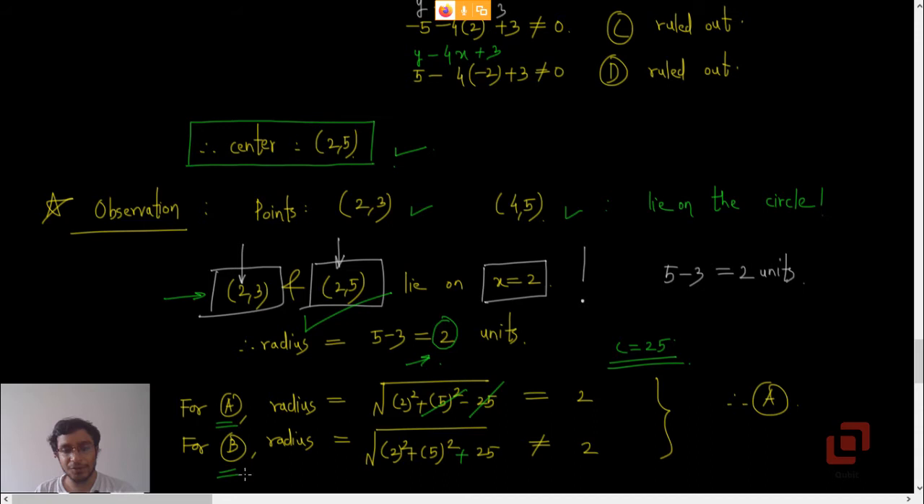If you do that for option B, where the constant term is negative 25, minus of that will be plus 25. So it will be 50 plus 4, or root of 54. Definitely not equal to 2. So option A.